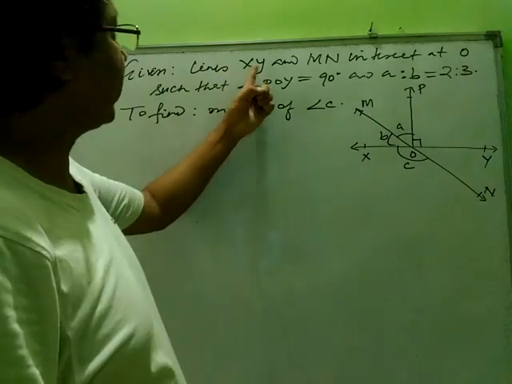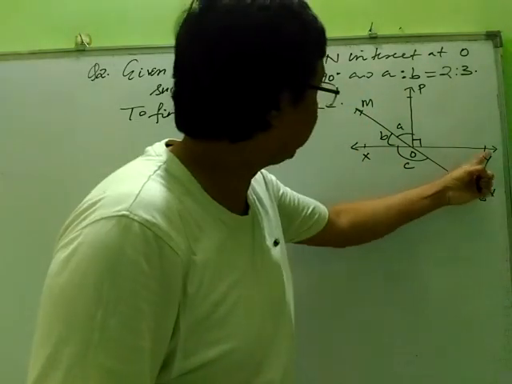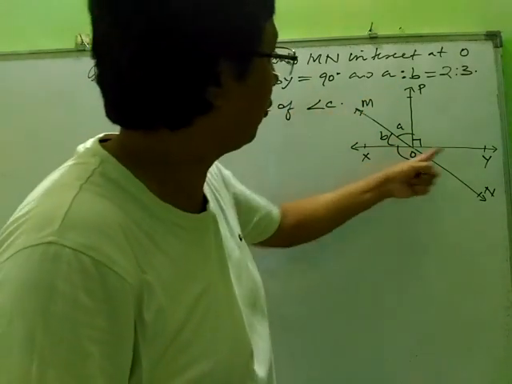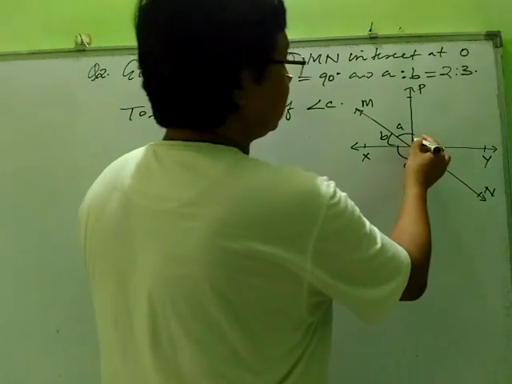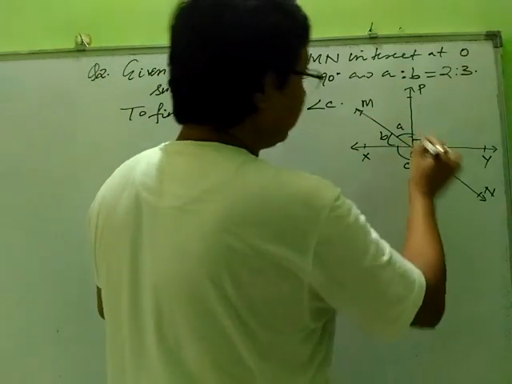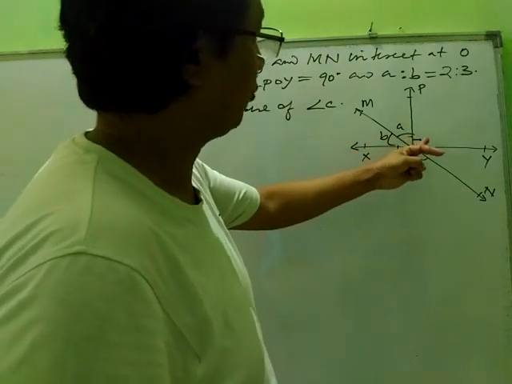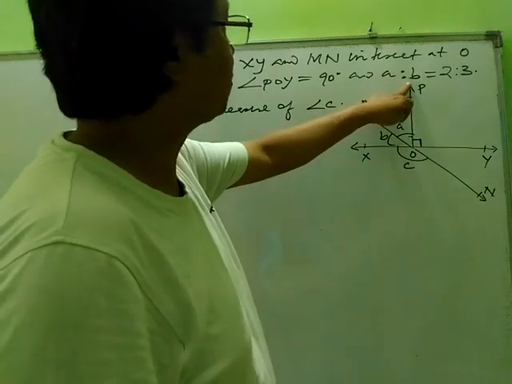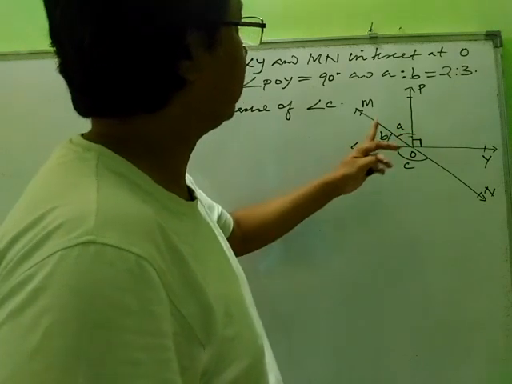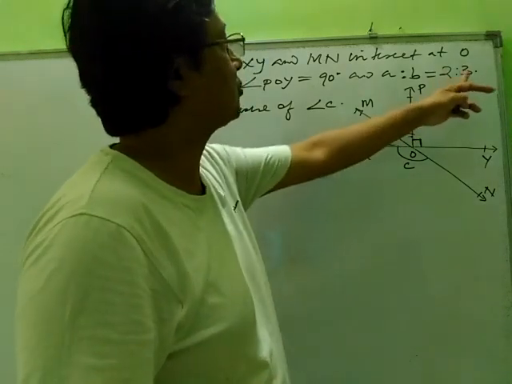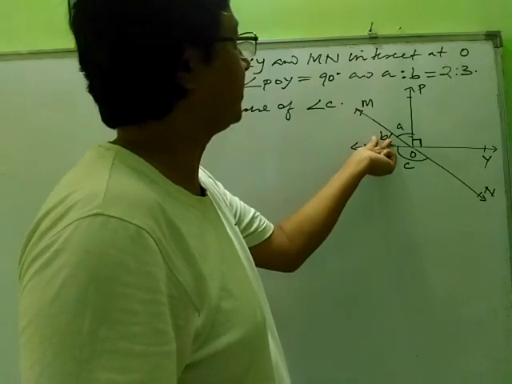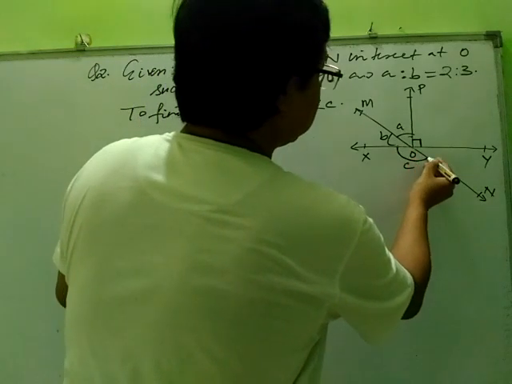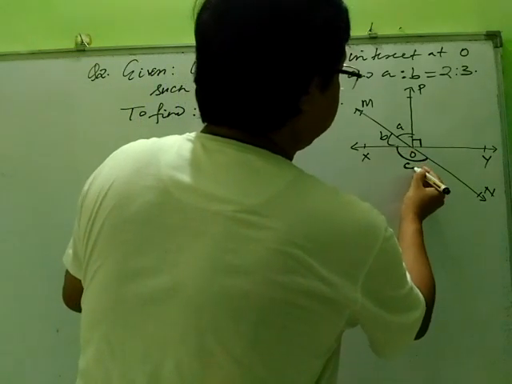Here the lines XY and MN meet at point O such that angle POY is 90 degrees. That means if this one is 90 degrees, this also will be 90 degrees, perpendicular. If one side is 90, the other side is also 90 degrees. Then A is to B, the measure of these two angles they have given in the ratio 2 is to 3. So this will be 2 parts, this will be 3 parts. Find the measure of angle C, so this one is angle C.